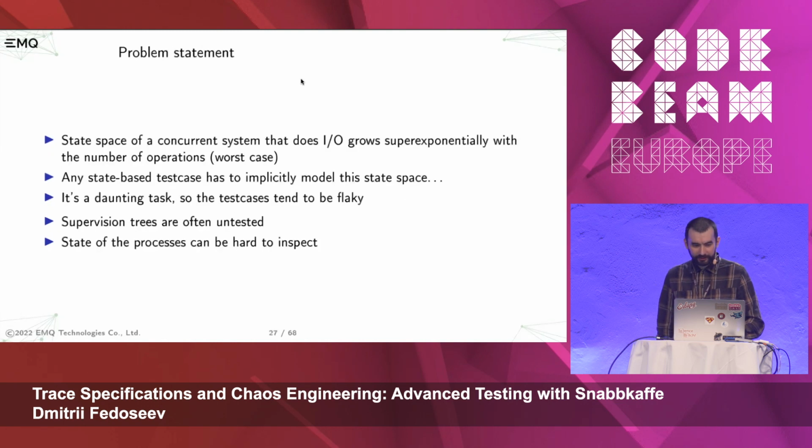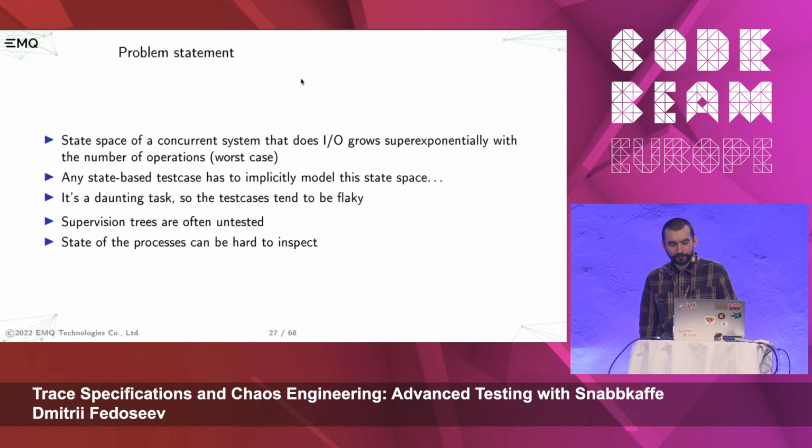Let's summarize the problems with a traditional state-based approach to testing. The state space of a concurrent system that does input-output grows super exponentially with the number of operations in the worst case. So any state-based test case has to implicitly model this state space. And it's practically an impossible task. So the test cases tend to be flaky.